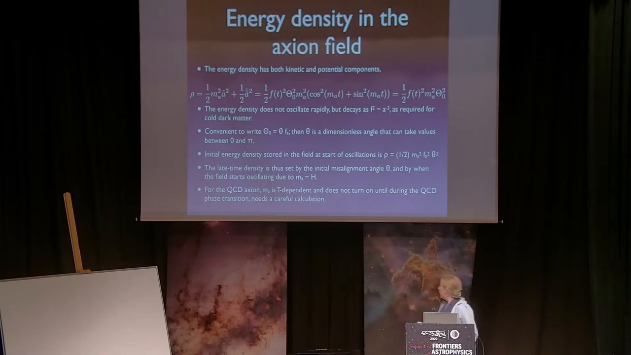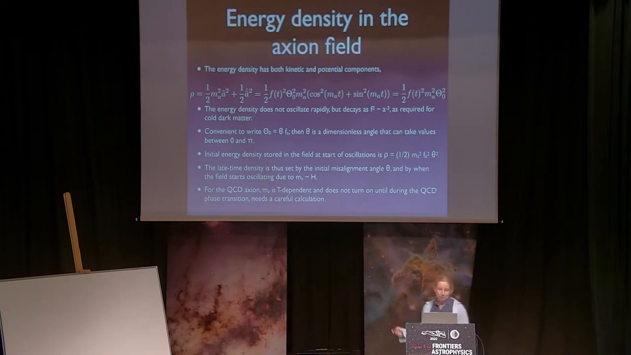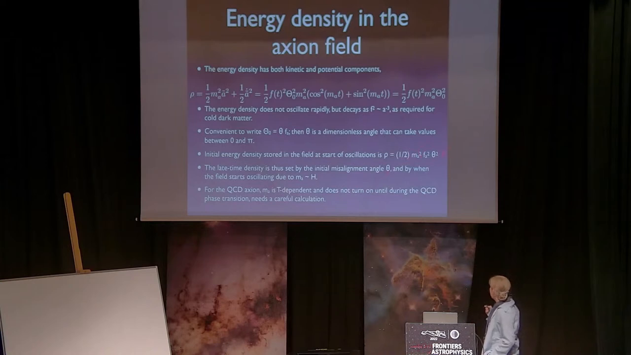Okay, so theta naught was our misalignment parameter, but actually the way that I've written it here, it's not dimensionless. So if I want it to be a misalignment angle, not a misalignment parameter, it's convenient to factor out F_A. So then this theta, the coefficient of F_A here, is just a dimensionless angle that can take values between 0 and pi. So the initial energy density stored in the field at the start of oscillations is then just given by a half M_A squared times F_A squared times theta squared.